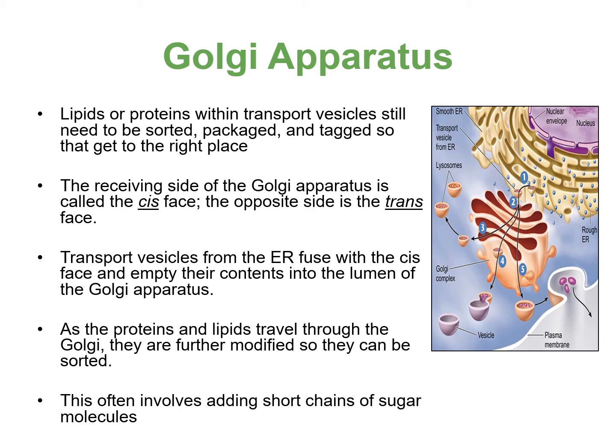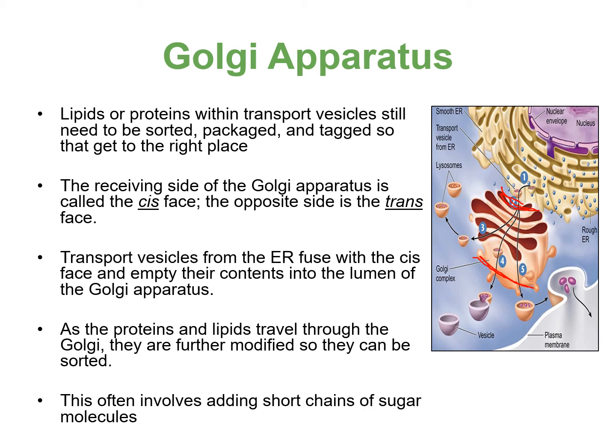The side of the Golgi apparatus that is closer to the endoplasmic reticulum, I'm going to highlight this one right here, so this side right there, is called the cis face. The opposite side, out here, is called the trans face. The transport vesicles that formed from the endoplasmic reticulum travel to the cis face, fuse with it, and then empty their contents into the Golgi apparatus's lumen.